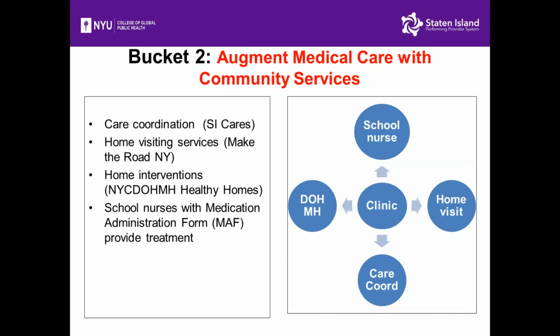In bucket two, we're looking at the second component of our intervention, which is how we complement what's going on in the clinical setting with community services. And for asthma, these services might include care coordination, home visiting, home interventions, and support from school health nurses. And as you can see, I also included some of the providers who are currently working on Staten Island to partner with clinicians to provide these services.